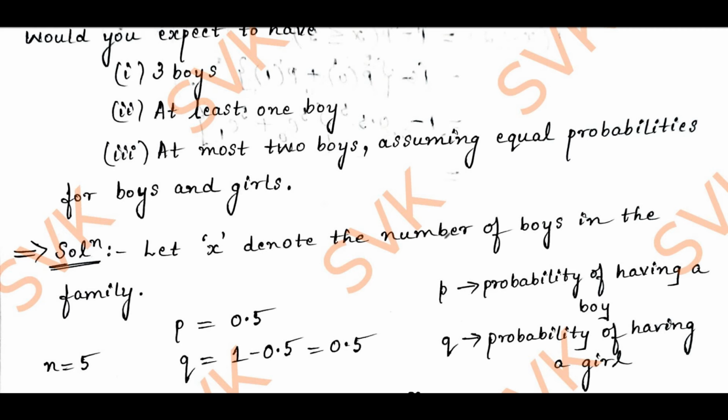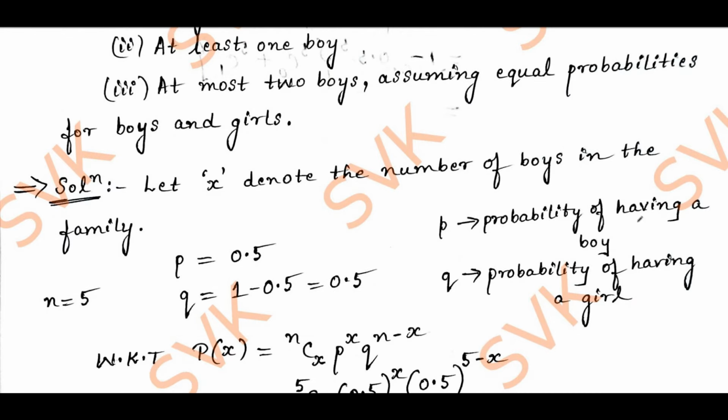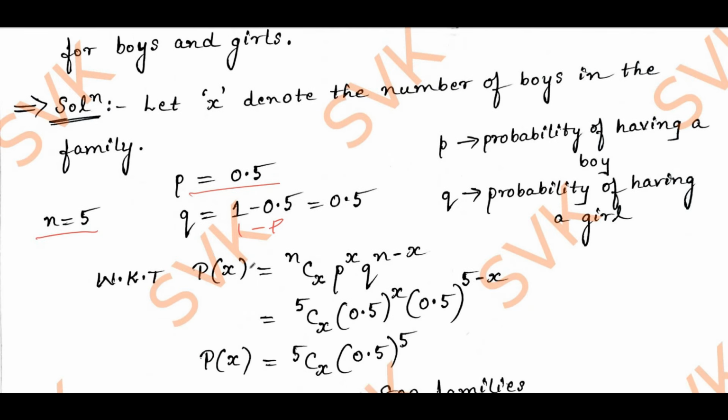So let x denote the number of boys in the family. P represents the probability of having a boy, and Q represents the probability of having a girl. The chance of getting a boy or a girl is 0.5. So P is 0.5 and Q is 1 minus P, which is also 0.5, and n is 5. Using the binomial distribution formula, P of x is given by nCx p power x q power n minus x. Substitute all the values n, p, q.